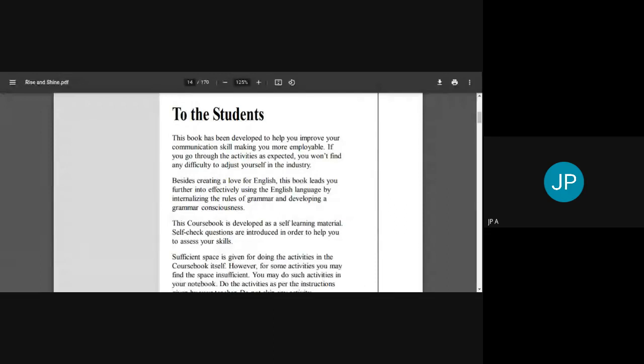So that is what they say in the first paragraph. You have to go through the activities as expected. Do the activities. If you do these activities, you will not find it difficult to use this language when you have to go in the industry. That is, when you get a job, you will have to use this language. So how will you be able to use the language? Only when you do the exercises, only when you do all these activities, then you become thorough. And then you are able to do the activities as expected. So that is the benefit of doing all the activities. So that is mentioned in the first paragraph.